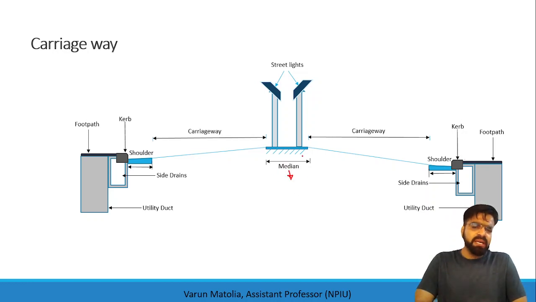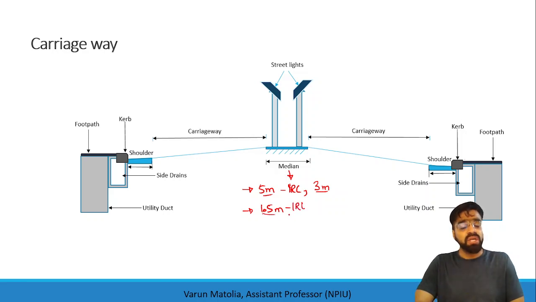Talking about this median, it has to be 5 meters as per IRC recommendation. The desirable width of this median is 5 meters, but where the space is limited, you can take the value of median to be 3 meters. On flyovers or bridges where you cannot provide a median of 5 meters, the desirable width is at least 5 meter.